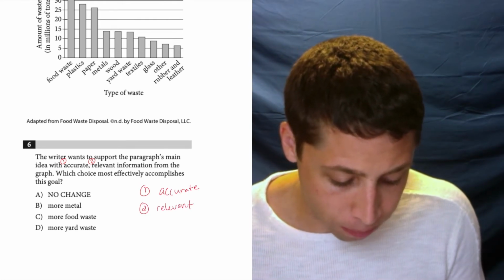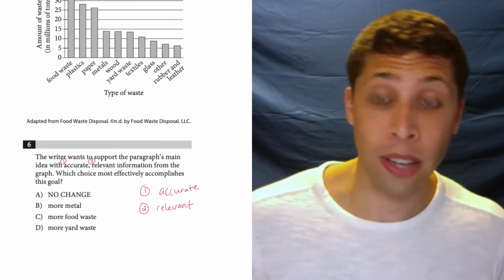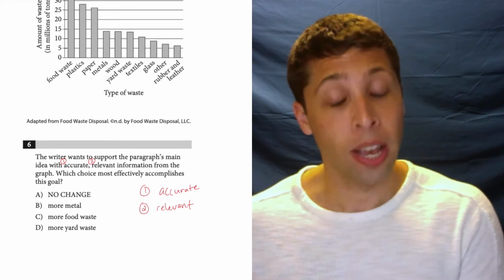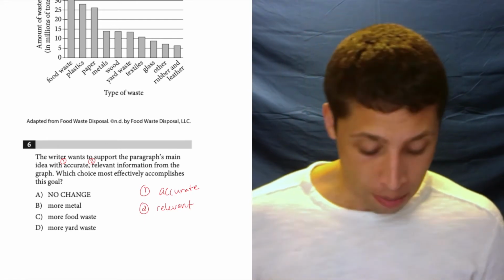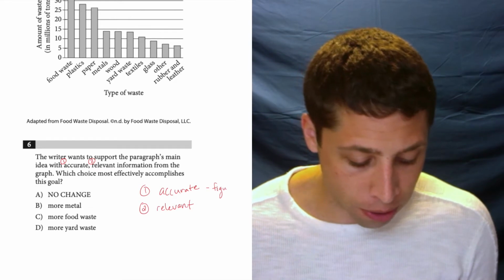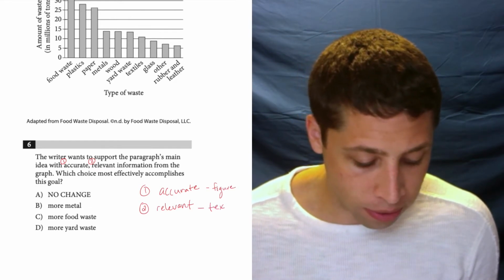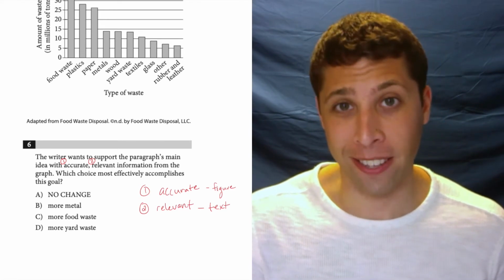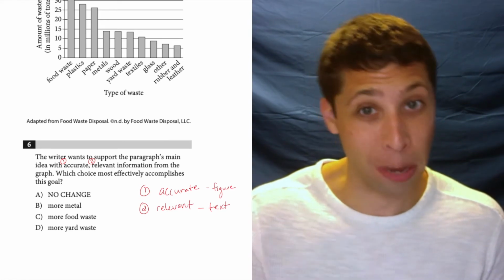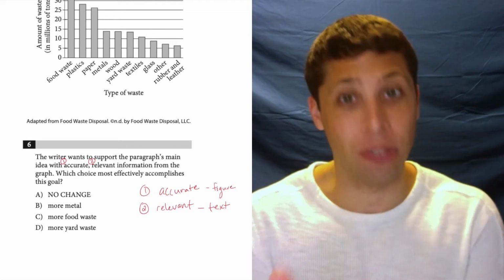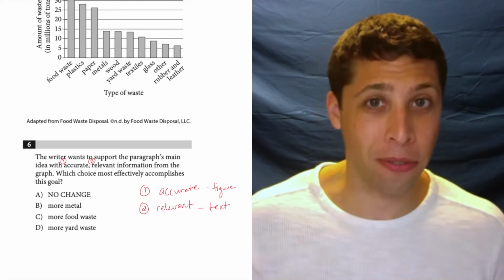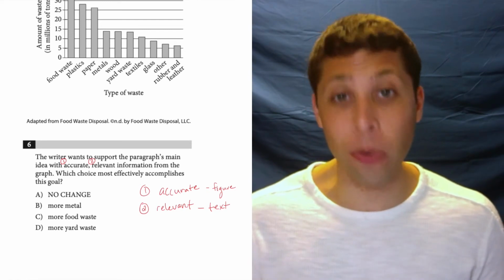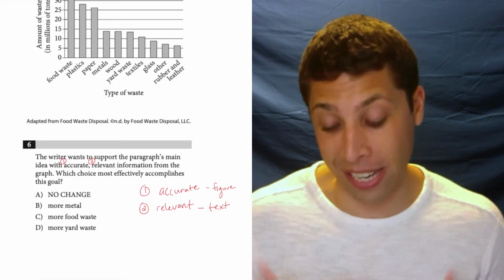So here's the deal. You should always think about graph questions in that order. Look for accuracy first, then look for relevance. Why? Because the accuracy comes from the figure, and the relevance comes from the text. And the figure is always going to be a little bit easier to understand than the text, because the figure is just shapes and numbers, and it's usually pretty straightforward. So save yourself the headache, deal with the easier thing first. And honestly, accuracy usually is all we need to do. It gets us down to the right answer.